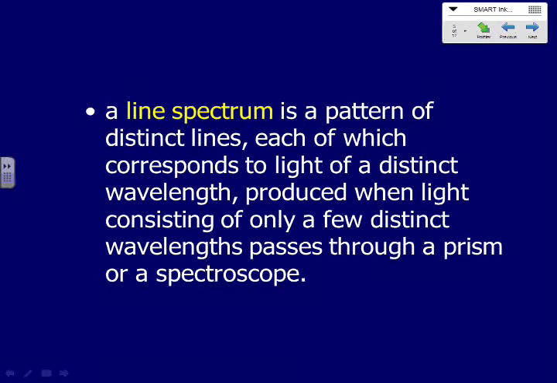A line spectrum is different than a continuous spectrum. A line spectrum is a pattern of distinct lines, each of which corresponds to a light of a distinct wavelength or color, produced when light consisting of only a few distinct wavelengths passes through a prism or spectroscope.